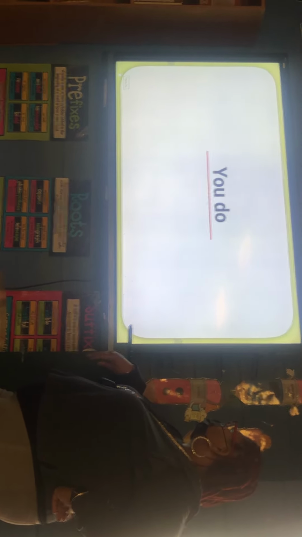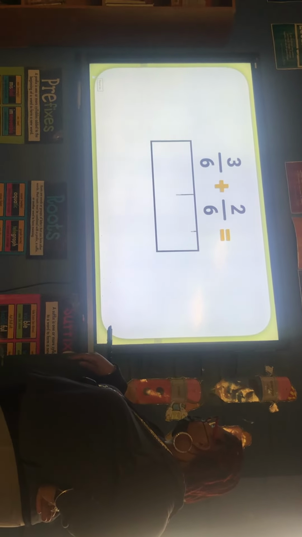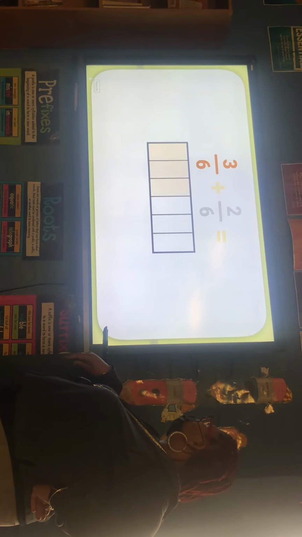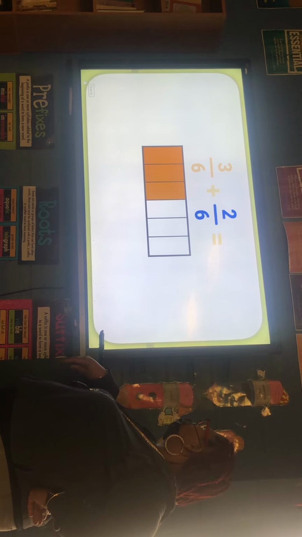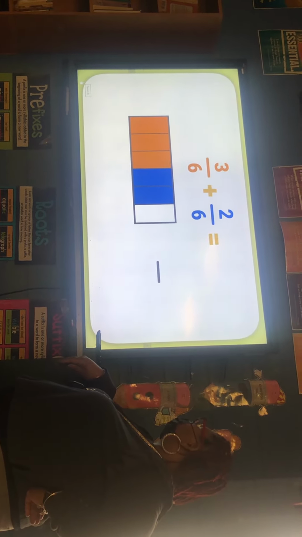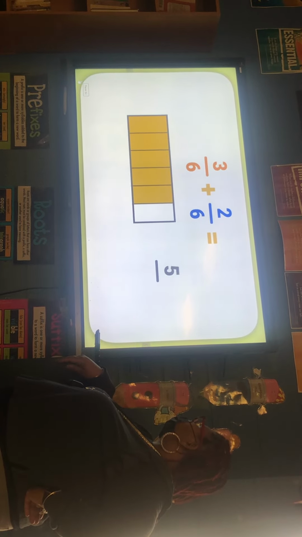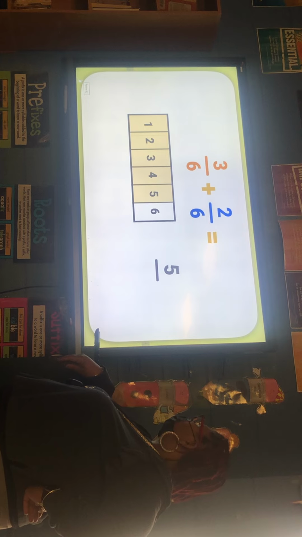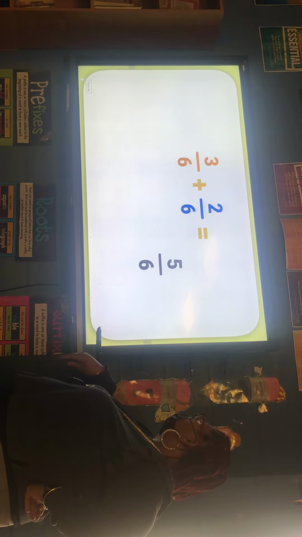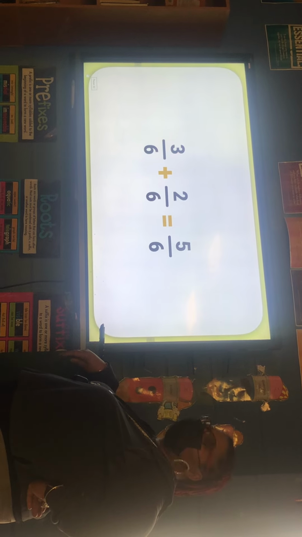Now it's time for you to practice on your own. What is 3/6 plus 2/6 equal? Well, you would start by drawing a model. Your model should have started with 3/6 shaded. Then you should have added 2 more sixths. To write this model as a fraction, you would see that 5 pieces are shaded, so a numerator of 5, and there's 6 pieces total, so the denominator is 6. Our answer is that 3/6 plus 2/6 equals 5/6.